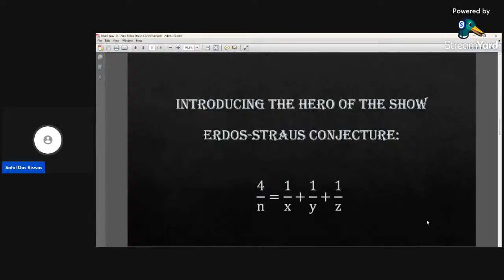So, introducing the hero of the show, the main attraction of the show, the Erdős conjecture. So what is the equation of the Erdős conjecture? As you see, 4 over n equals 1 over x plus 1 over y plus 1 over z. So this is the main equation, and you will also see it in the next slide. Now this is the equation, but there are restrictions on x, y, z and n.